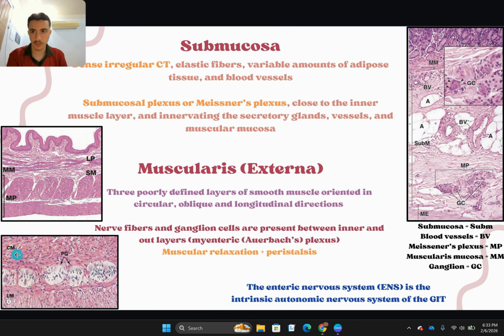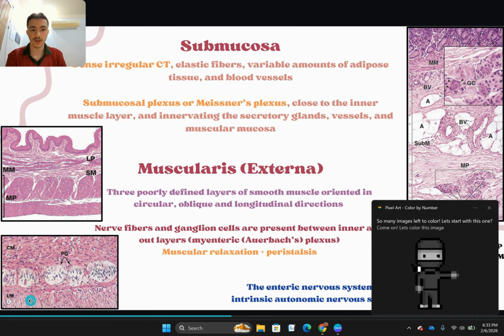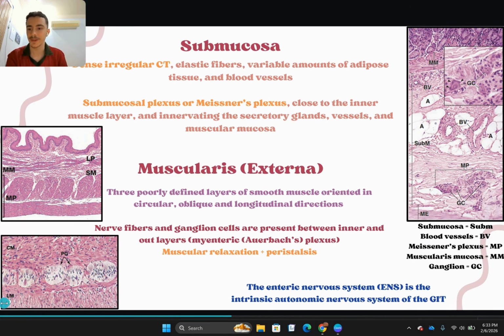As you can see, CM means circular muscle, and the other is longitudinal muscle. Between them, you can find the myenteric plexus, or Auerbach plexus, also for the muscle contraction and relaxation for the peristaltic movement. The enteric nervous system, the ENS, for the GIT tract, is the intrinsic autonomic nervous system. Put that in your mind. This is very important, guys.